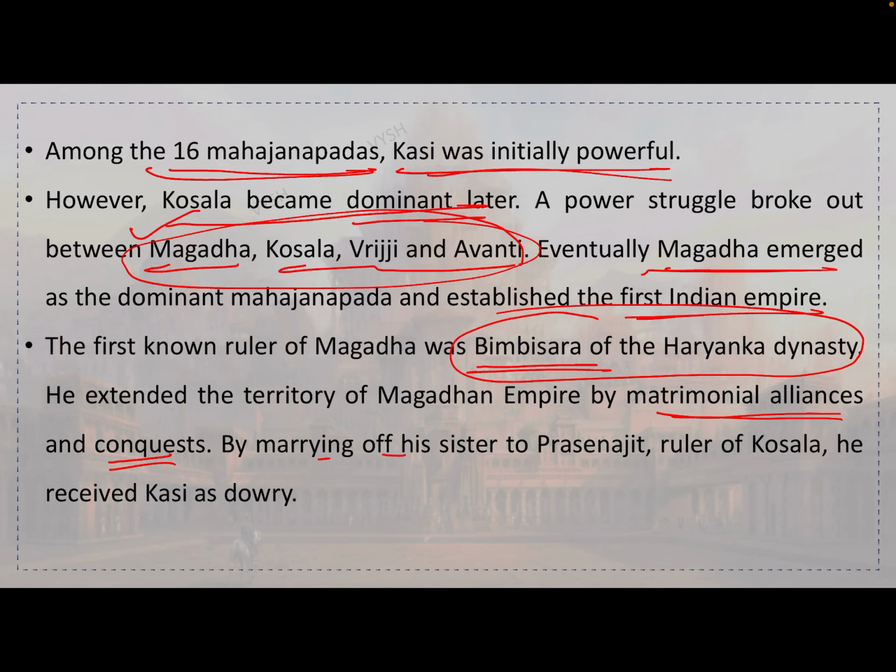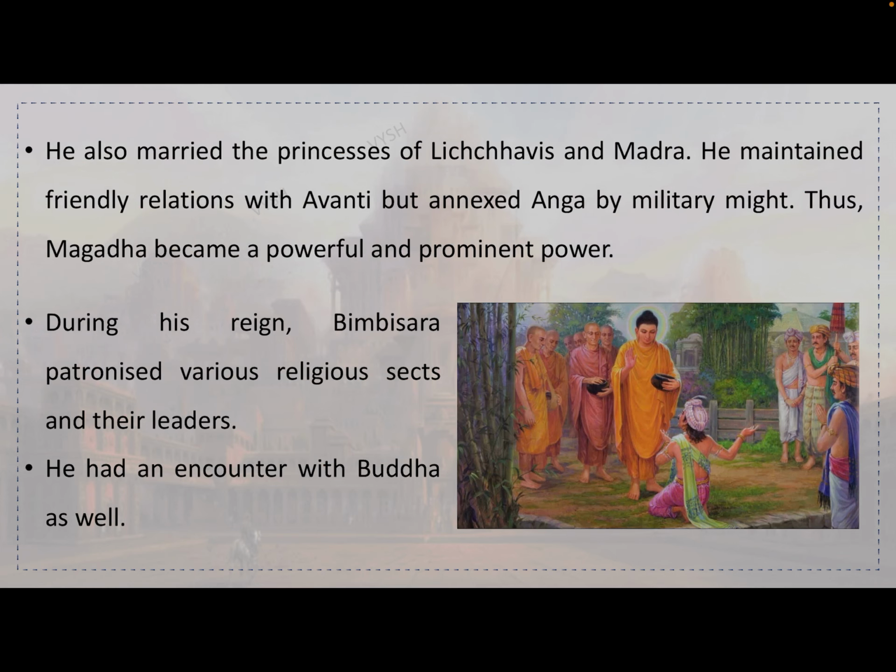By marrying off his sister to Prasenjit, who was the ruler of Kosala, he received Kasi as dowry. So he married Prasenjit's sister. He also married the princesses of the Licchavis and Madra. He maintained friendly relations with Avanti but annexed Anga by military might.